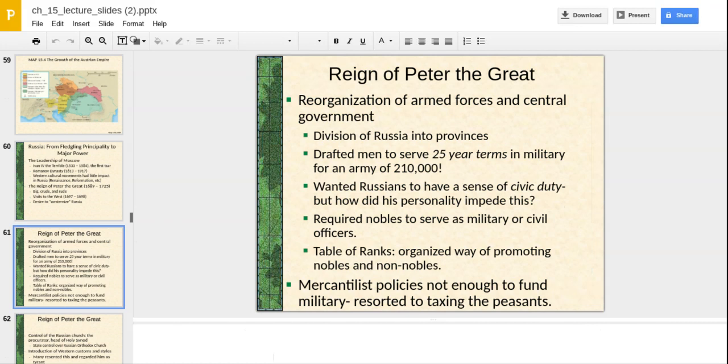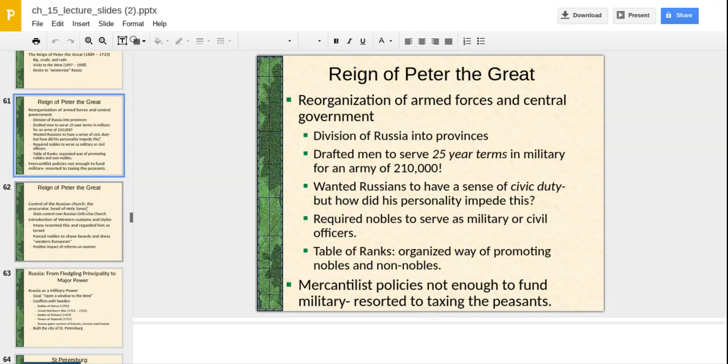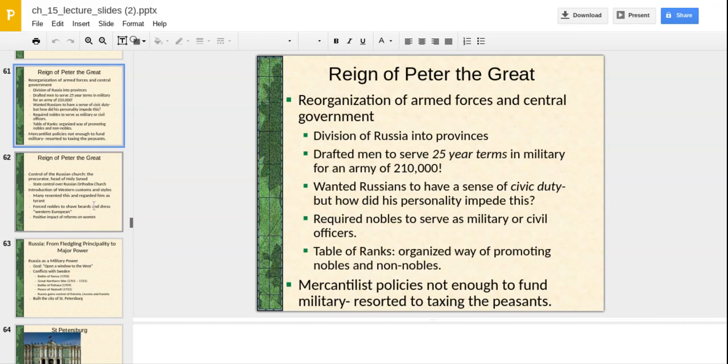And he's going to require nobles to serve as military civil officers. He has this table of ranks that organizes how nobles and non-nobles should be promoted. It's kind of complicated. But his mercantilist policies aren't enough to fund this large military that he has. And so it's going to make him resort to taxing the peasants. And that's going to bring hardships, as you can imagine, upon the peasants.